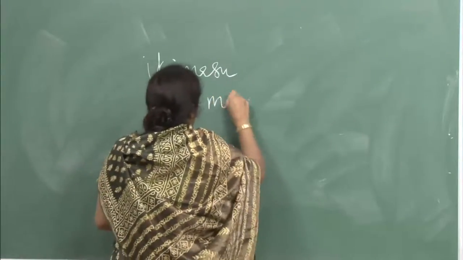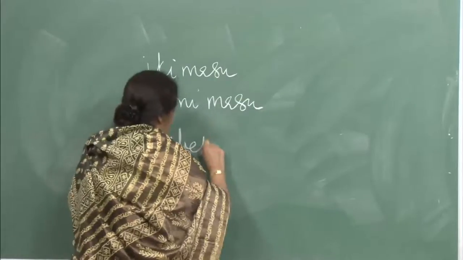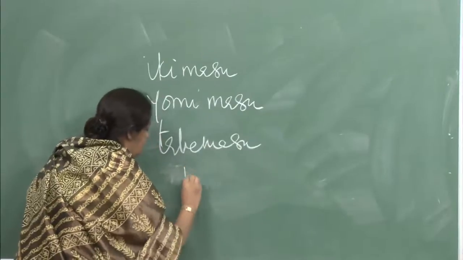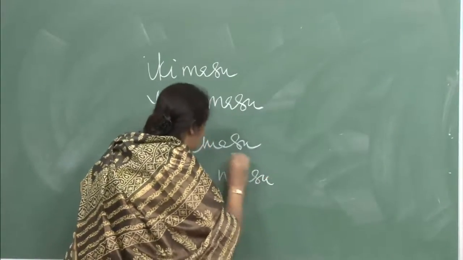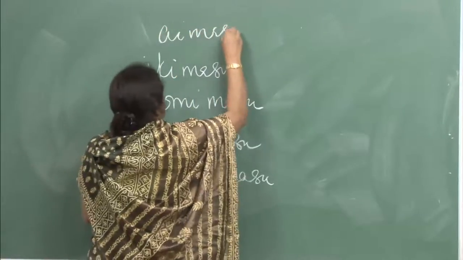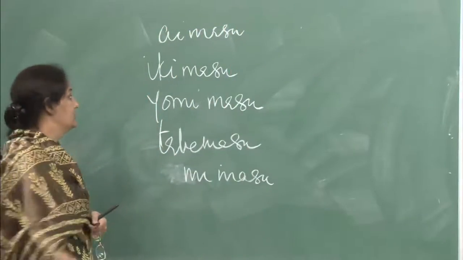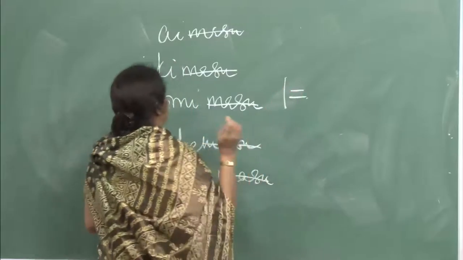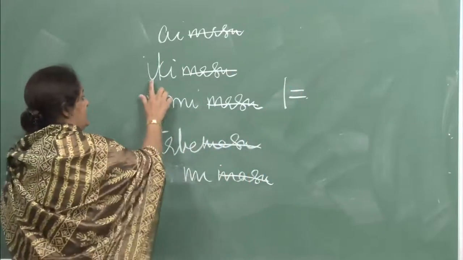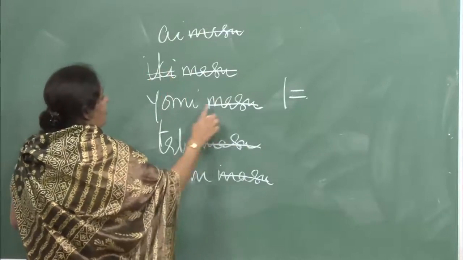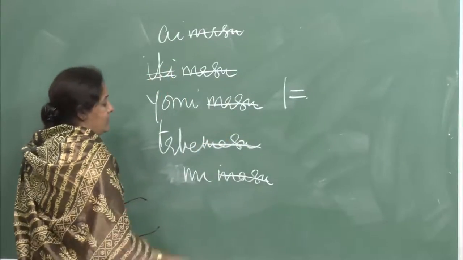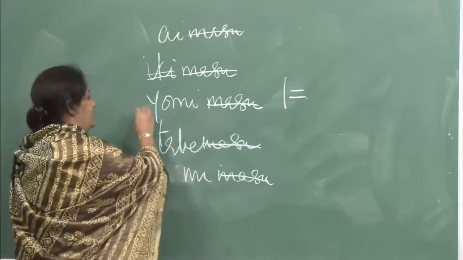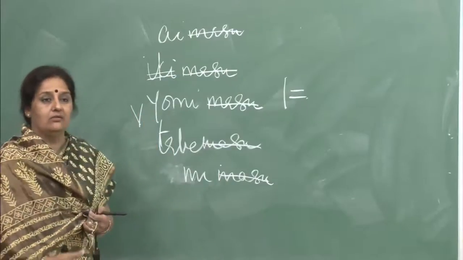Ikimasu, yomimasu, tabemasu, mimasu, aimasu. Group 1 and group 2 both. So, well, what you need to do is just remove the masu from here and put ni. Ai ni ikimasu, yomi ni ikimasu, tabe ni ikimasu, mi ni ikimasu. So, for the purpose of performing this activity, I will go somewhere.